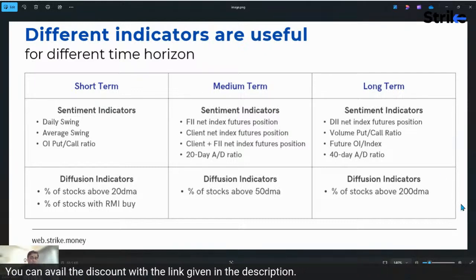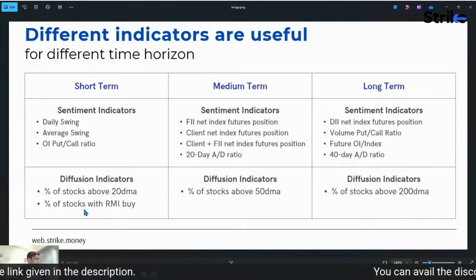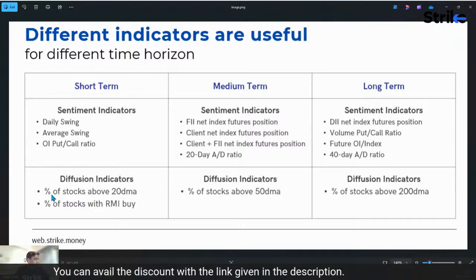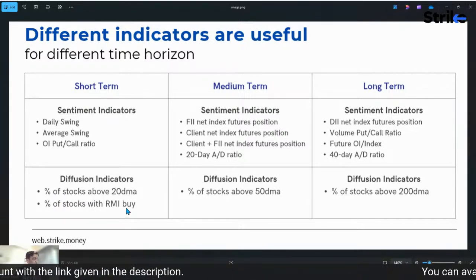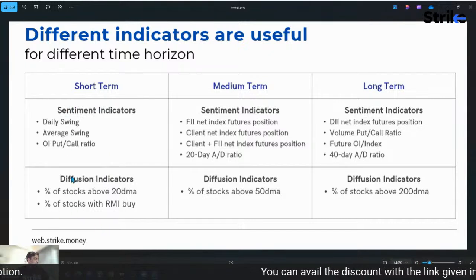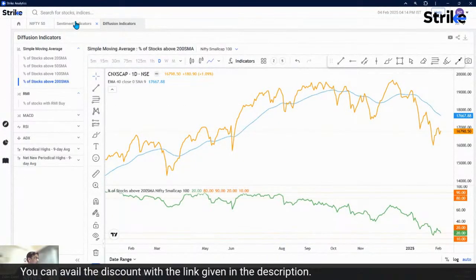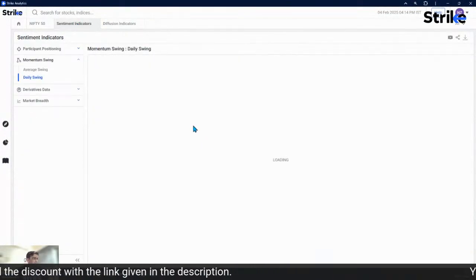And one more thing: let's suppose you are a short term trader. For a short term trader you have daily swing, average swing, OI put call ratio, and in diffusion you have percentage of stocks above 20 and percentage of stocks with RMI buy. So you can use some of them. Let's take daily swing, average swing, and OI put call ratio, and you can come to sentiment indicators.